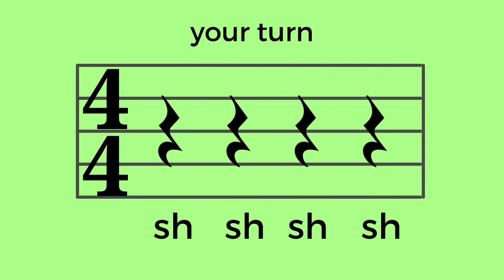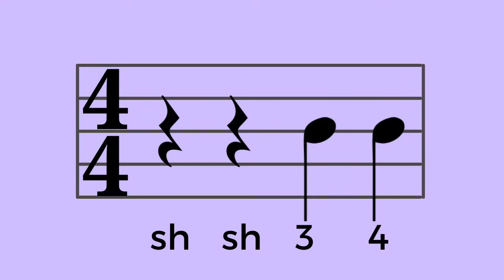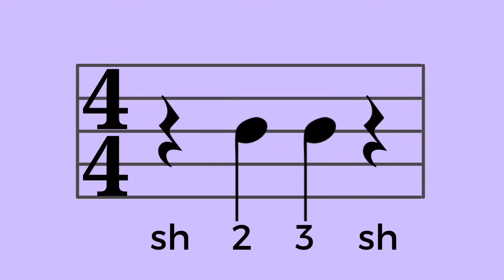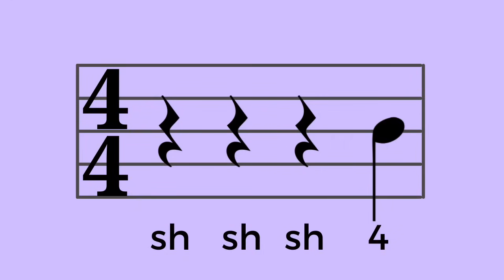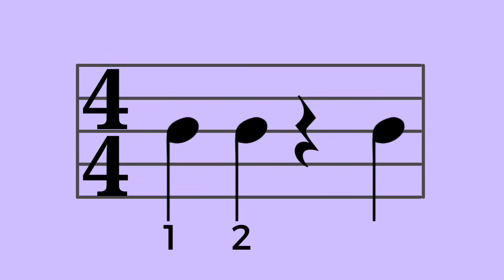Awesome job. You can create all kinds of different rhythms simply by switching out the rests and notes. However, the number is always going to be in the same place. For example, this last note is always going to be counted as 4 because it's the 4th beat in the measure. It's not 3 because the 3rd beat is right here. You just say shh because it's covered by a rest.